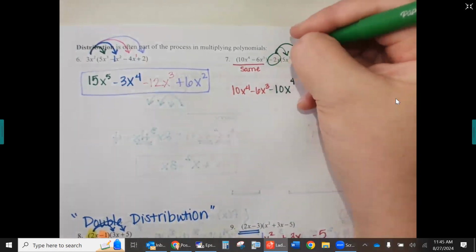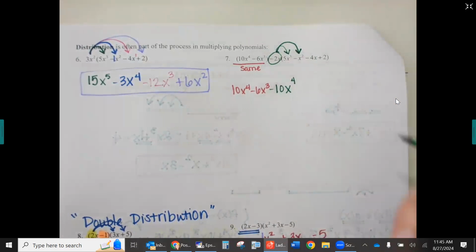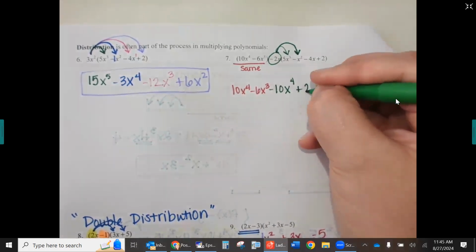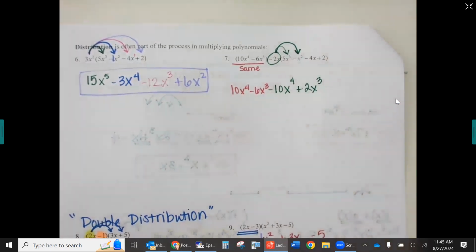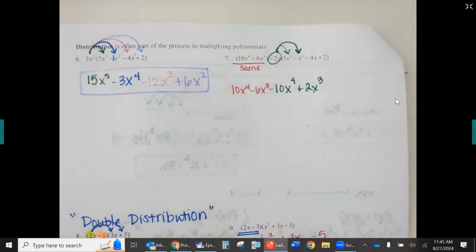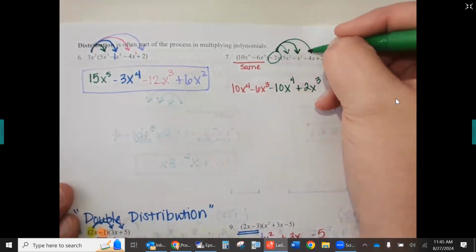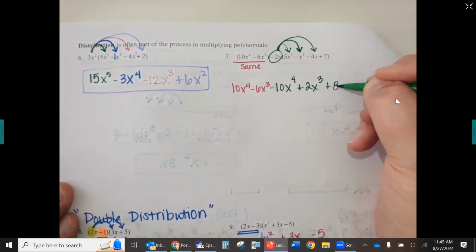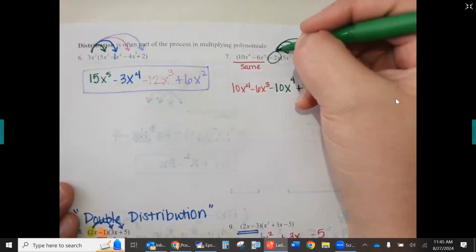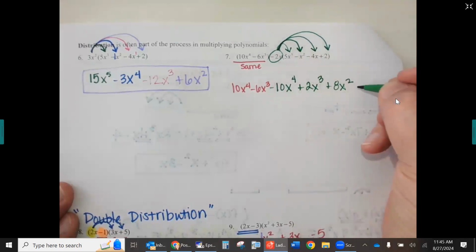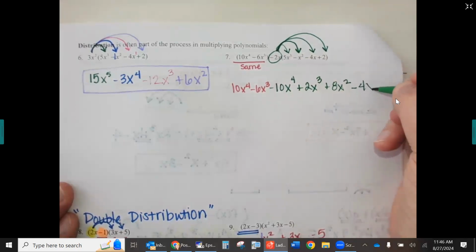Negative 2x times negative x squared. 2x cubed is correct. Or if you call it x^3, that's fine. It's the same thing. Okay, next one. Negative 2x times negative 4x. Plus or minus on the 8? Plus. And then last one, negative 2x times 2 becomes negative 4x.